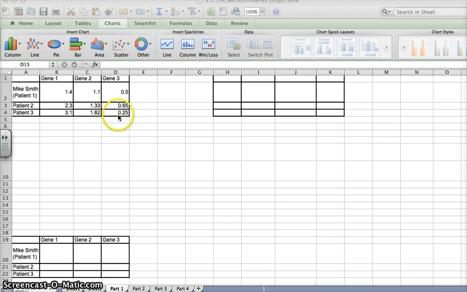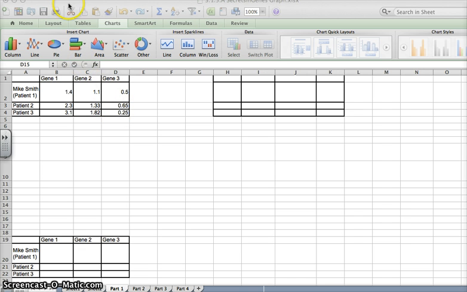And then these, because they're under 1, where 1 would be equal expression in both cells. And this one is going to be the tumor suppressor because it's expressed more in the normal cells than the cancer cells. This one's going to be your darker green because it's a lower number, or a higher fraction, whereas this one is not as expressed, so this will be a lighter green.